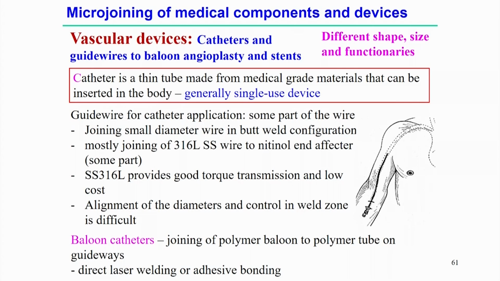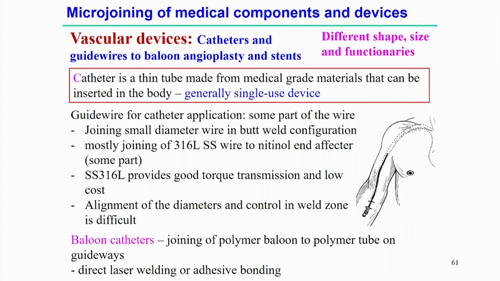So, in that case it is necessary to join the stainless steel tube or wire to the nickel titanium alloy. In that way it is applicable as a joining technology for specific devices. If you see guide wires for catheter applications, some part of the wire may be joined to a small diameter wire in a butt weld configuration.